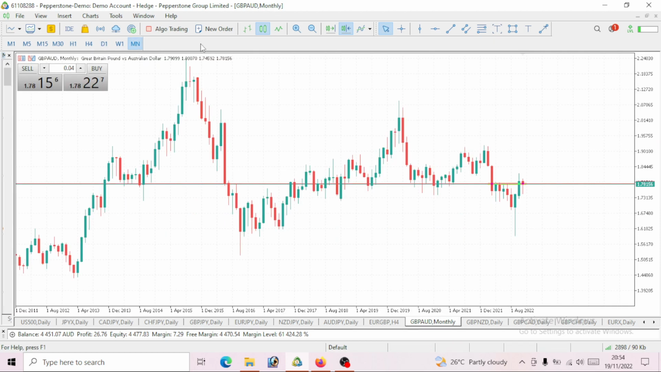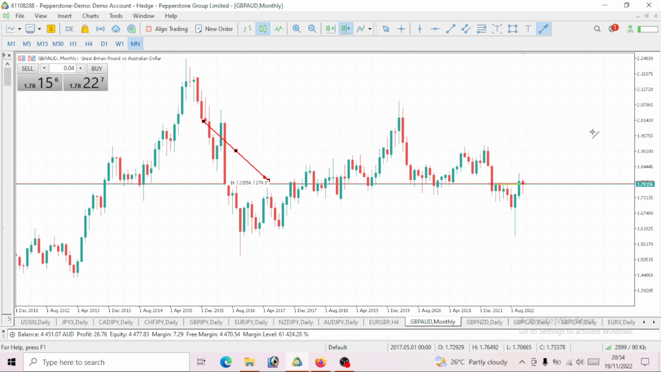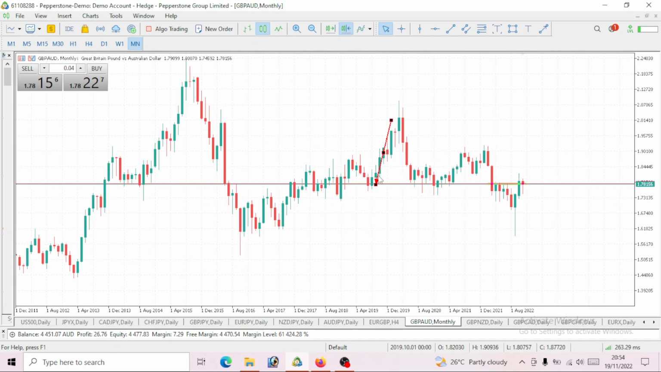But before that, let's see what this monthly time frame actually says. So the monthly time frame, you can see that this is a bearish move. So we would want to see this movement from here, right? You can take a look at the monthly time frame here. You can see that this price is bearish, right? The price has been going bearish on GBPAUD. So price is bearish on the monthly time frame.